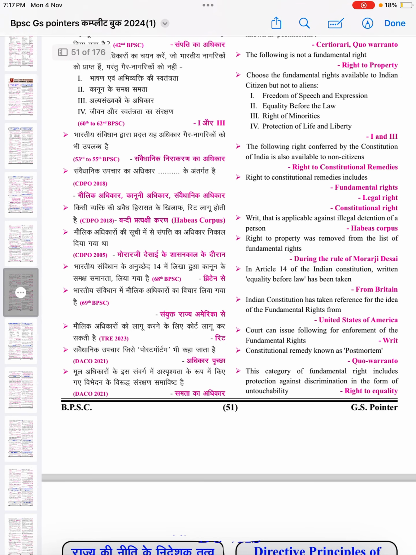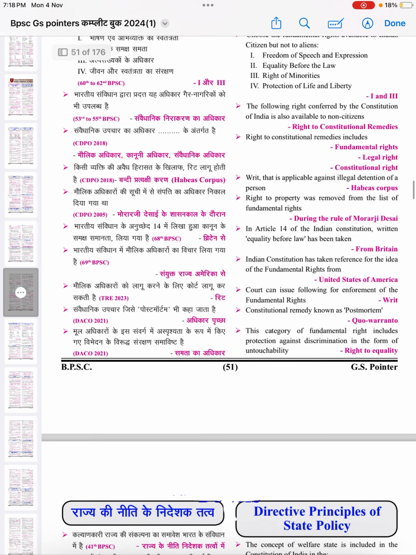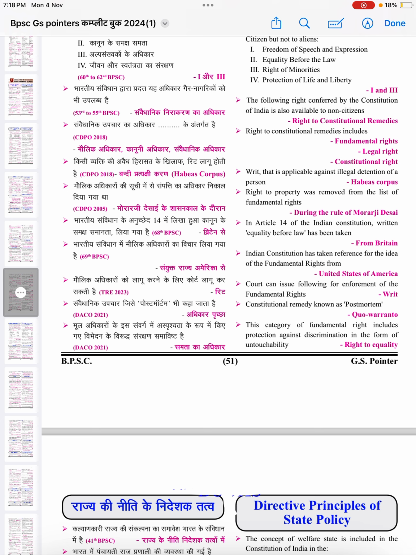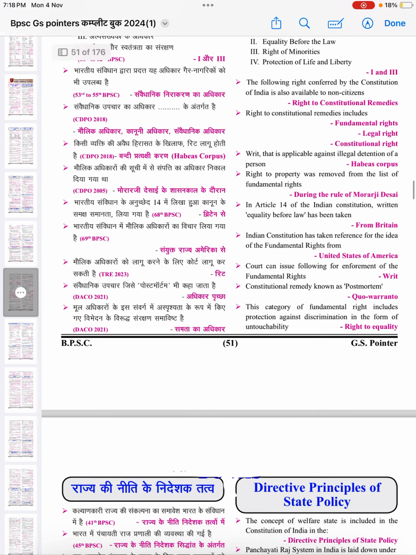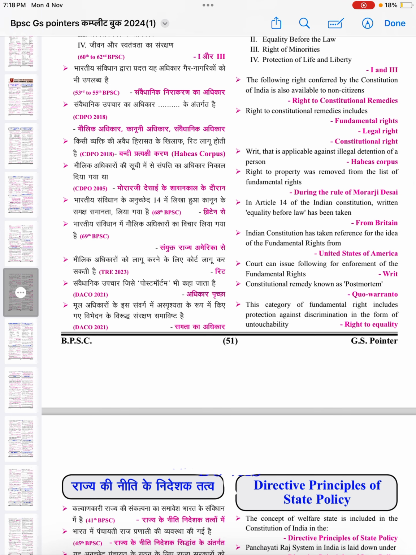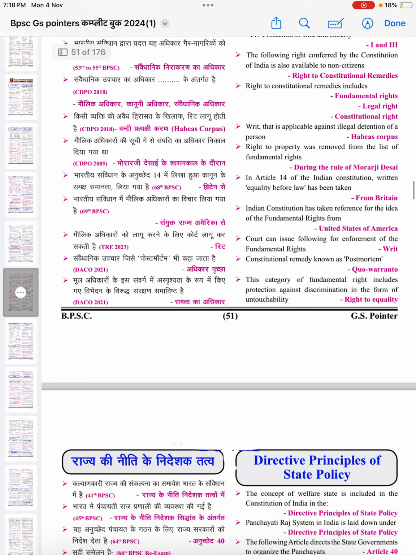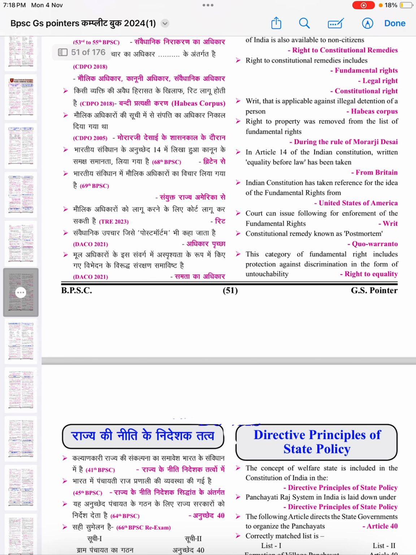Choose the fundamental right available to Indian citizens but not to aliens: freedom of speech and expression, right of minorities. The following right conferred by the Constitution of India is also available to non-citizens: right to constitutional remedies. Right to constitutional remedies include fundamental right, legal right, constitutional right. The writ applicable against illegal detention of a person: habeas corpus. Right to property was removed from the list of fundamental rights during the rule of Morarji Desai.